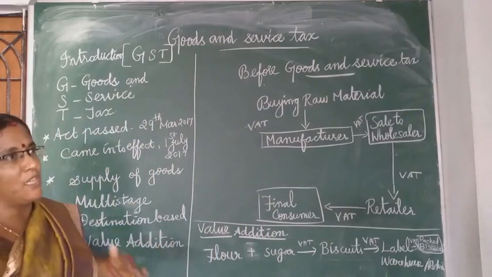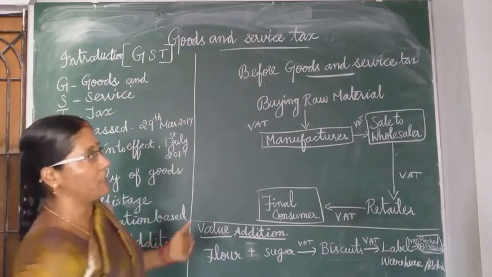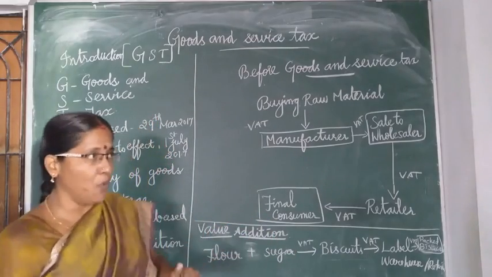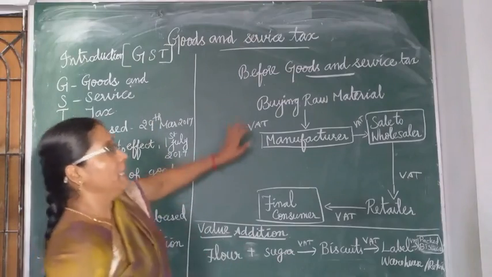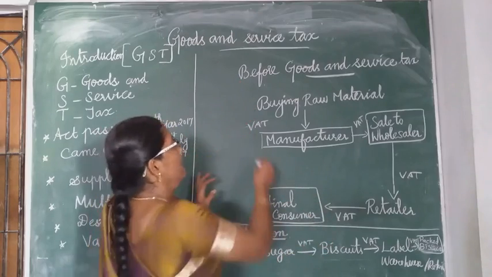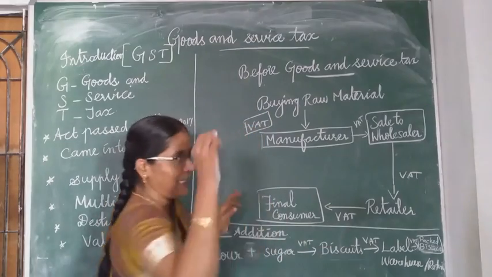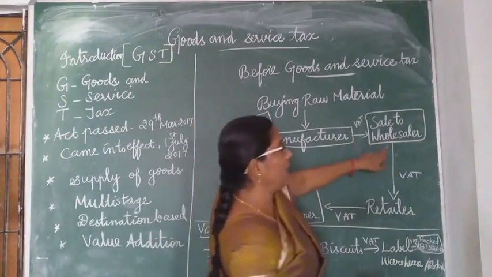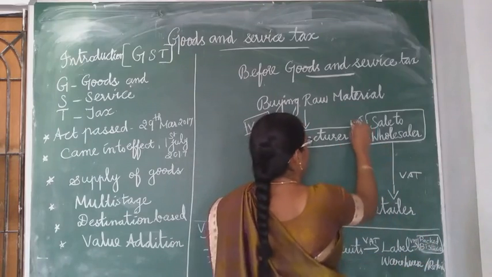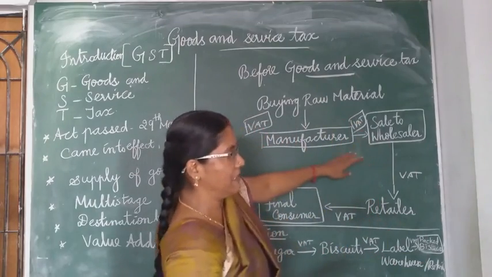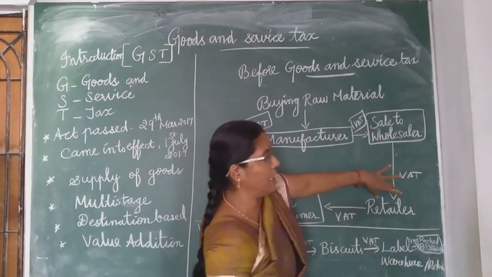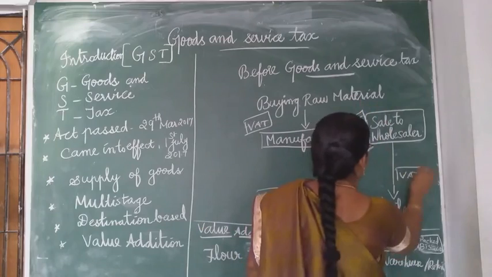Before the GST regime was announced, what was prevailing? Before GST came into existence, the manufacturer wanted to buy the raw material. At that time he had to pay the tax, and then when the manufacturer wanted to sell to the wholesaler, at that time also he had to pay the tax. Again the wholesaler wanted to sell the goods to the retailer, and again he had to pay the tax.